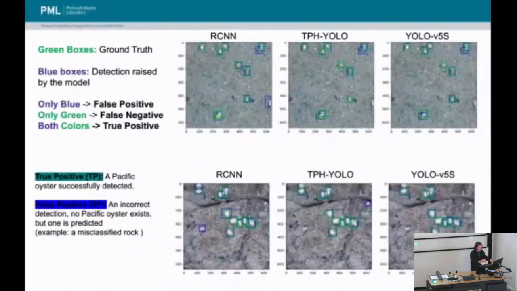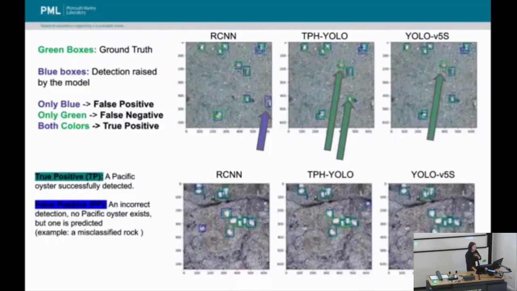To give you an idea, the green boxes are the ground truth, in this case what the operator tagged, and the blue boxes are what was predicted. If something is only blue, it's a false positive, and if it's only green, then it's a false negative. So YOLO had more false negatives, but Faster RCNN had more false positives. This is simply to give you a visual idea of what we are looking for.